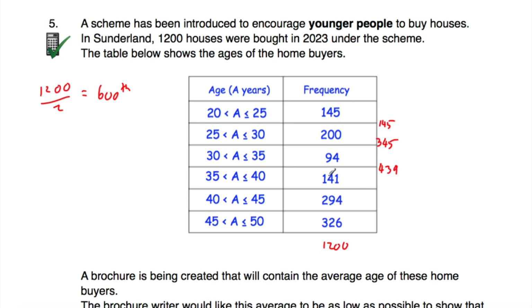No. Plus another 141. So plus 141 is equal to 580. So is the 600 one in there? No. And then we're going to get the 600 one in here if we add another 294, which is equal to 874. So the median, the 600 value, will be in this class interval here.